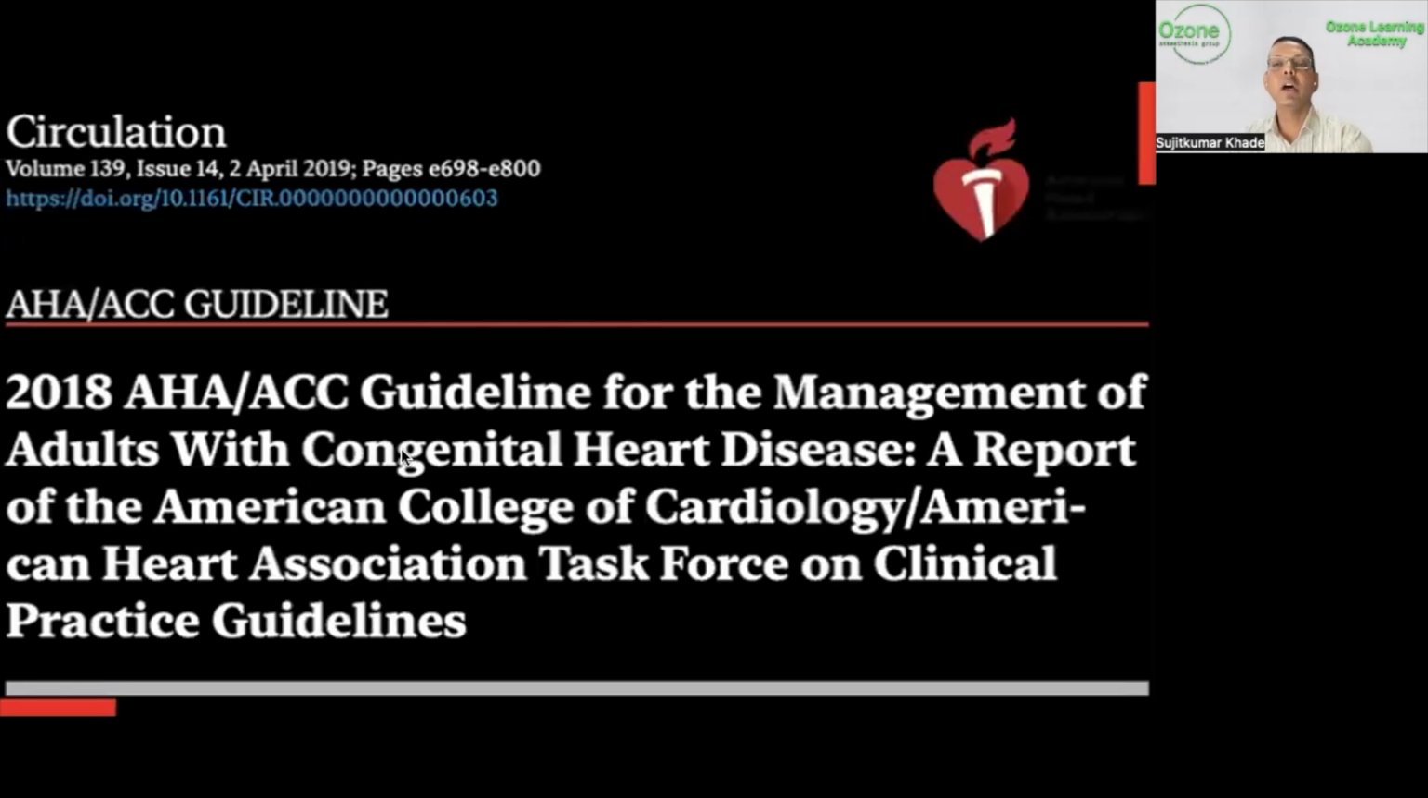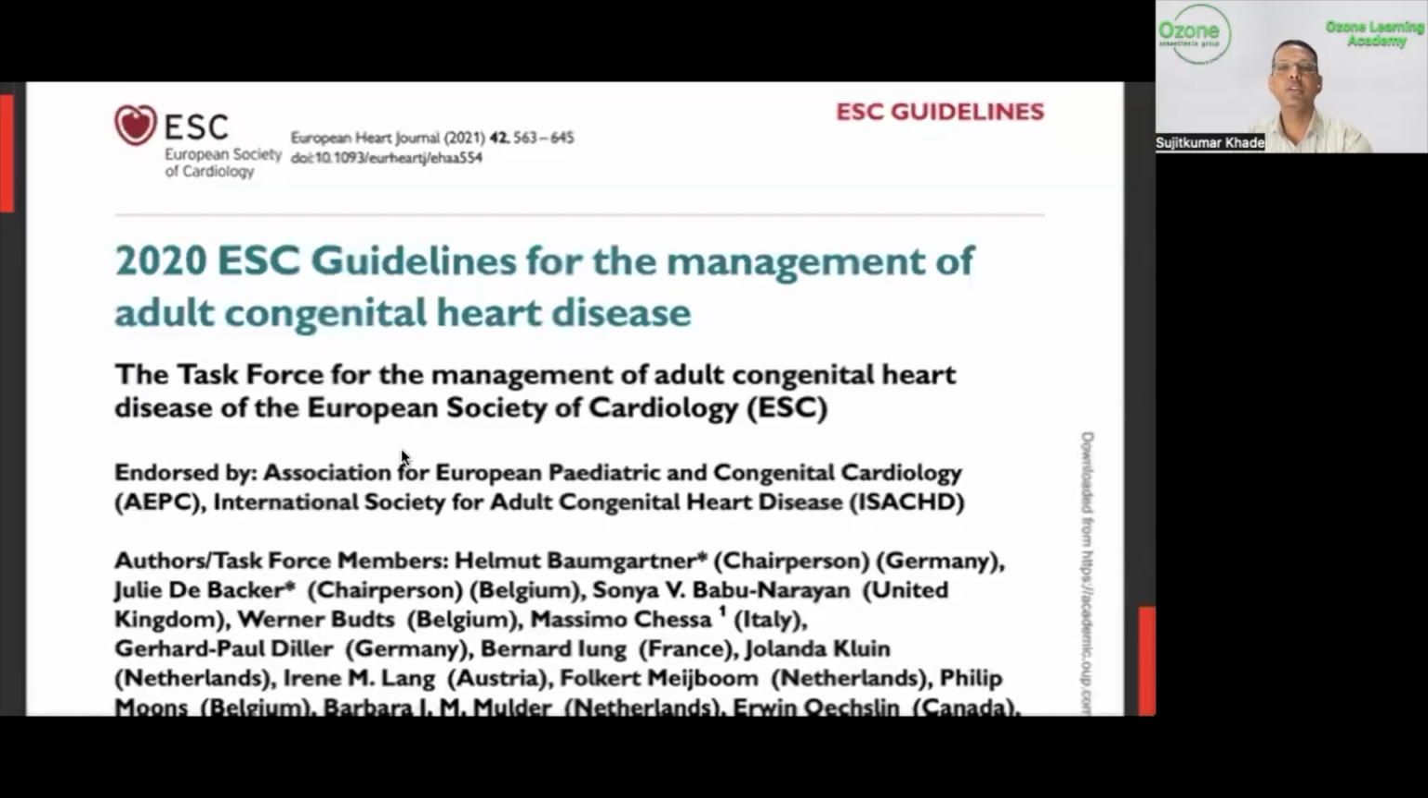These are the American Heart Association and European Society guidelines for the management of adult congenital heart disease patients. We need such guidelines for managing adult congenital heart disease patients who are posted for non-cardiac surgery. We all should contribute by sharing our experiences of such cases.